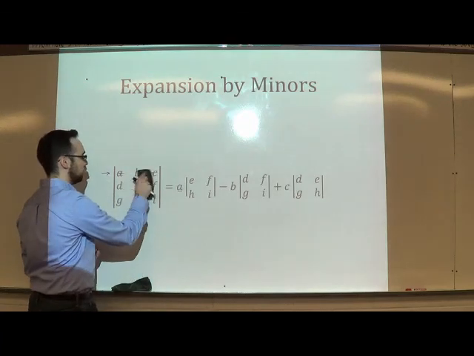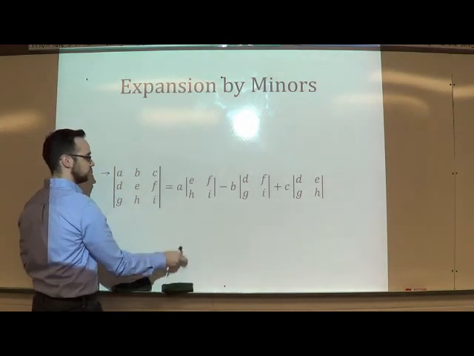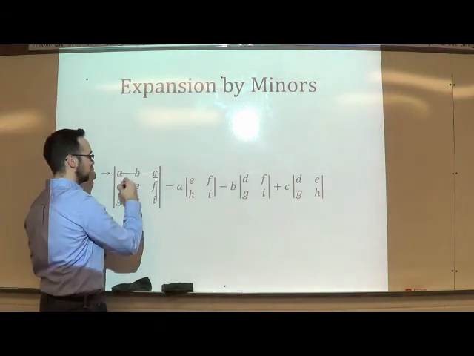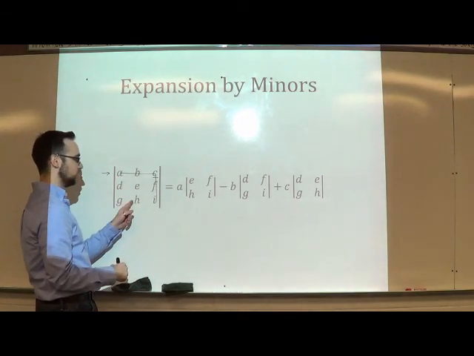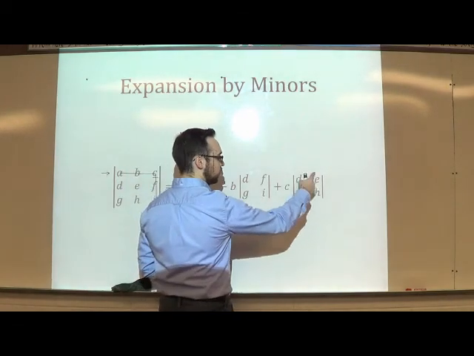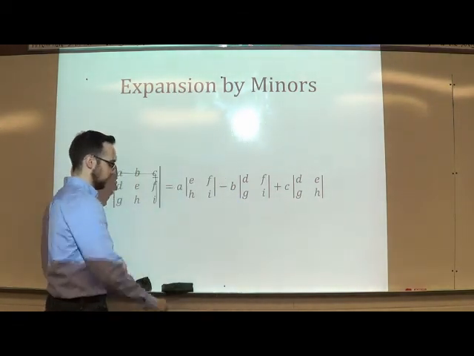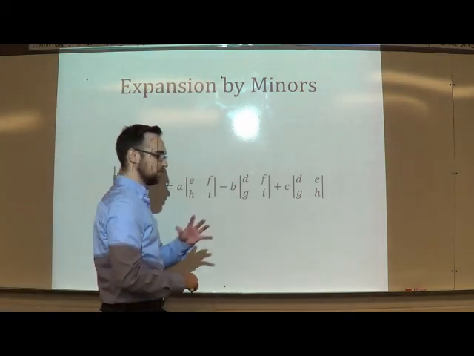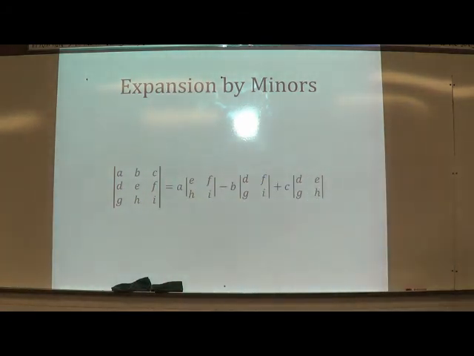And then again, we move on to our C value. And when I eliminate that row and that column, we're now going to be left with D, E, G, and H. And that's the new 2 by 2 that we're going to find for the determinant. So that's how expansion by minors works. It's essentially just finding a whole lot of 2 by 2 determinants. And that gives us the determinant of the 3 by 3.